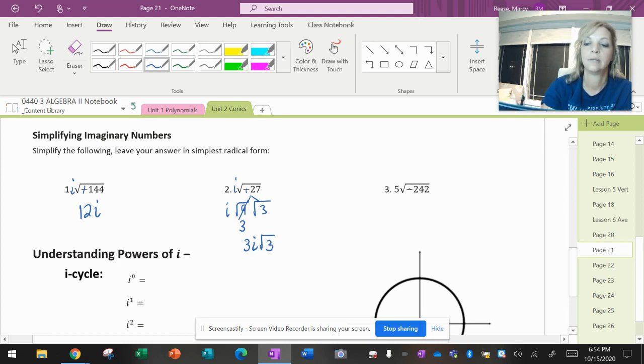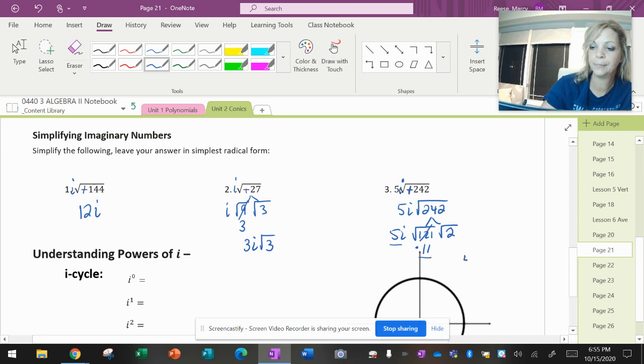Okay, take the i out, make the negative a positive, take the i out, okay? So now it's a 5i, right? Now there's a 5 on the outside, so this is actually a 5i square root of 242, and I don't remember what this is. Oh, 121. I should have known that. 121 is a perfect square, okay? Square root of 121 is 11. So I got 5i times 11 is 55i radical 2.